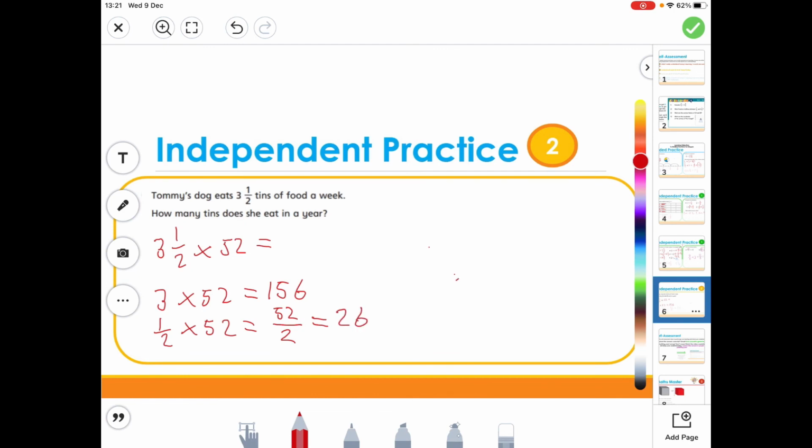Then I need to multiply half times 52, which equals 1 times 52 is 52 over 2. I know there's 25 2s in 50, so that'd be 26. And then I need to add 156 plus 26. So how many tins does she eat in a year? 182 tins of dog food.